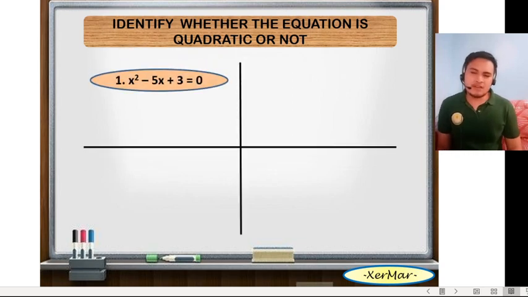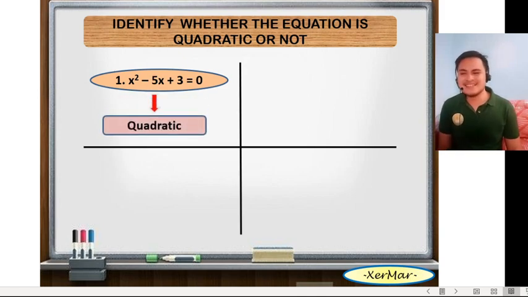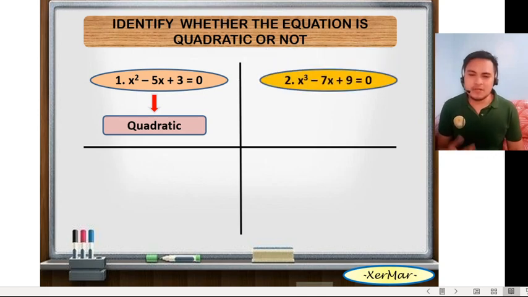Number 1, we have x squared minus 5x plus 3 equals 0. The variable is x. And we have the highest power or exponent of 2. So, what do you think? Quadratic or not? Okay, so number 1 is very good, quadratic. Okay, so dahil 2 lang yung highest power or exponent.